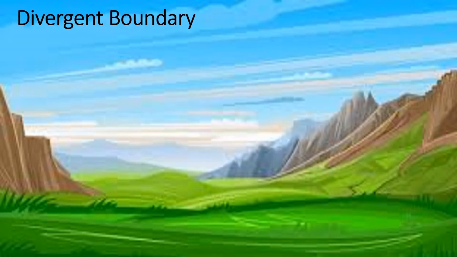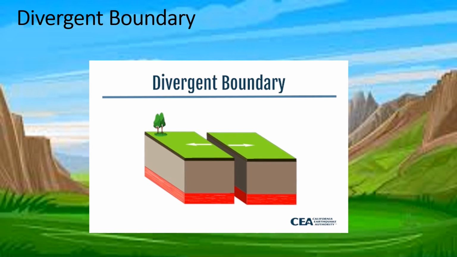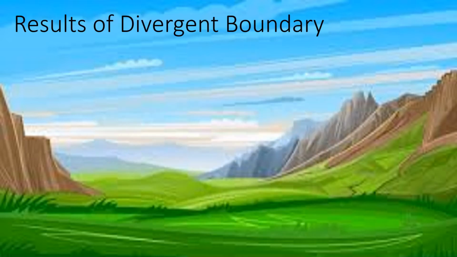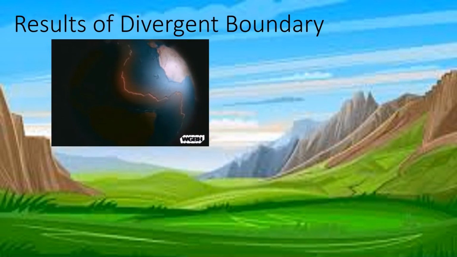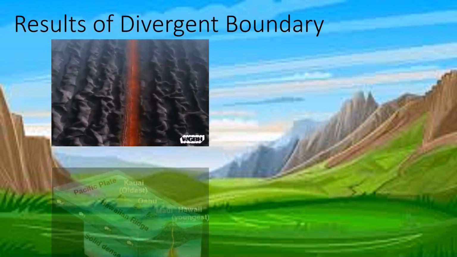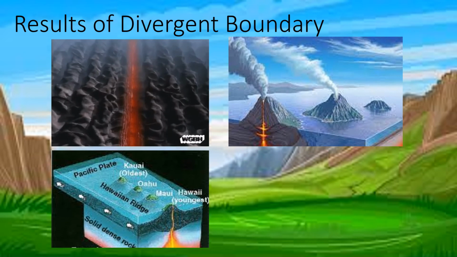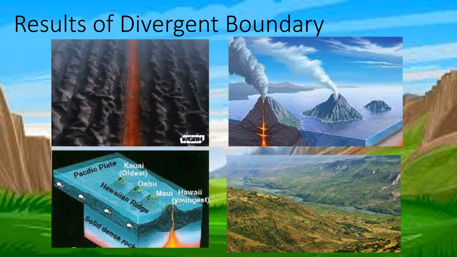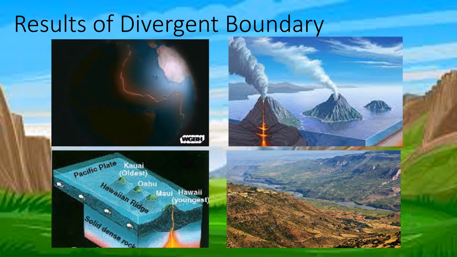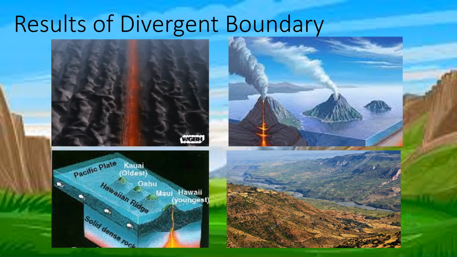The last type of plate boundary is the divergent boundary. This is when two plates move away from each other. Here are the results of divergent boundary. When divergent boundary happens in the seafloor, it spreads out and produces new rock, island arc, and volcanic arc. Another is the Great African Rift Valley. This is the result of millions of years of moving away from each other.